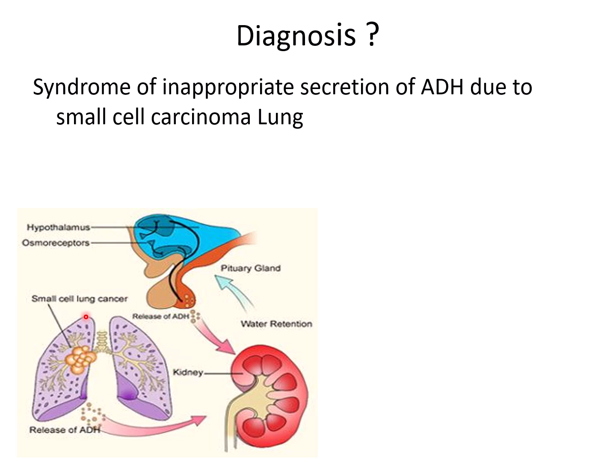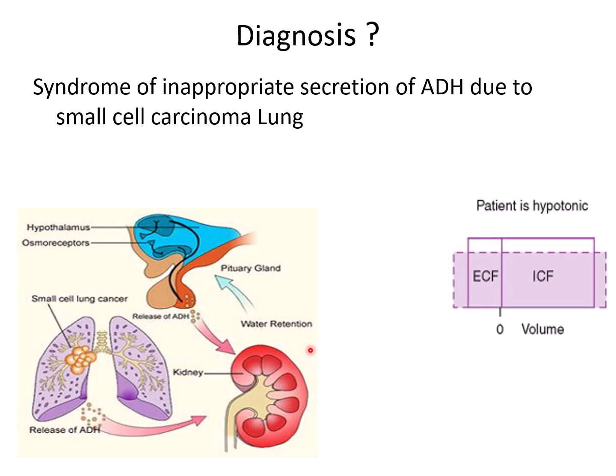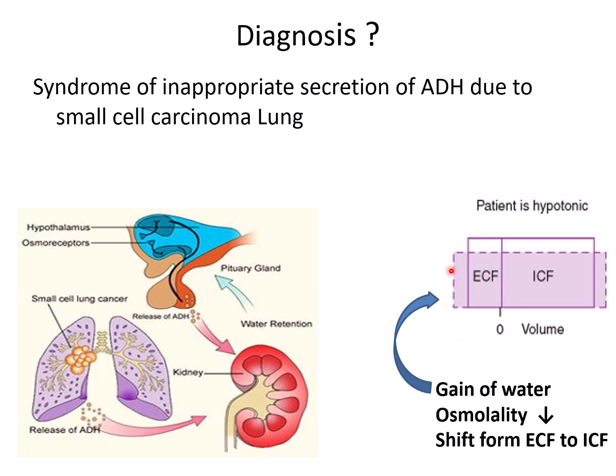Now, in individuals suffering from small cell carcinoma of lung, there occurs ectopic production of antidiuretic hormone, and this will also act on the kidney, especially in the collecting duct, and causes increased water retention. So what happens is there occurs accumulation of fluid in the extracellular compartment. So there is only gain of water.